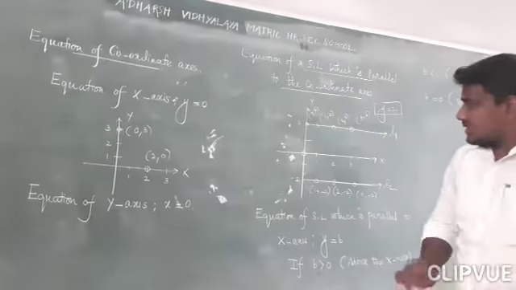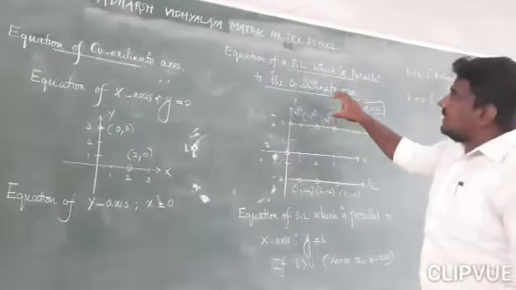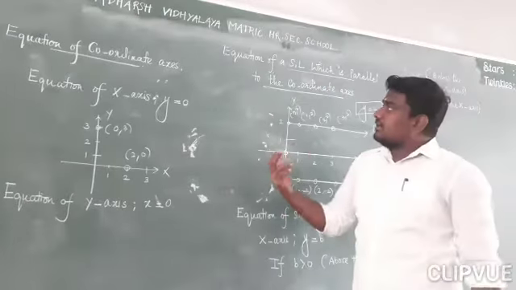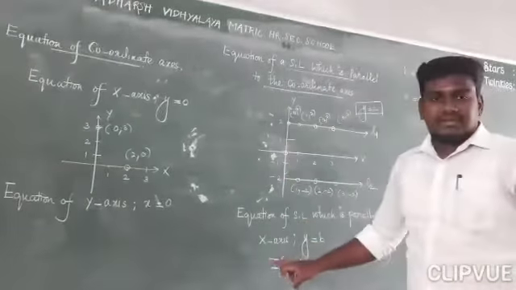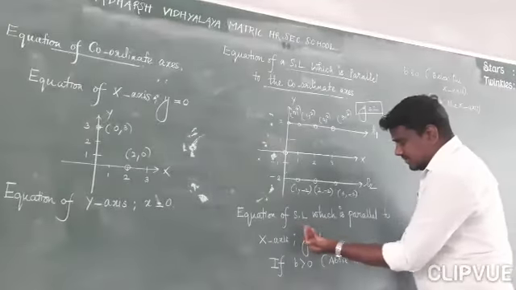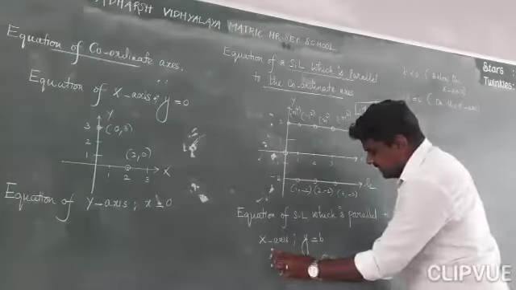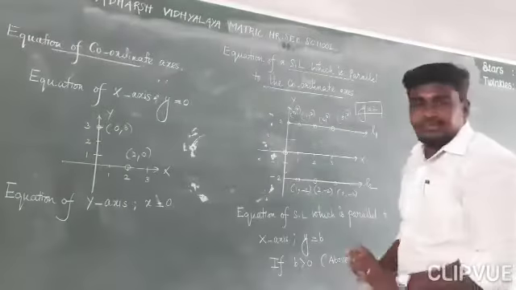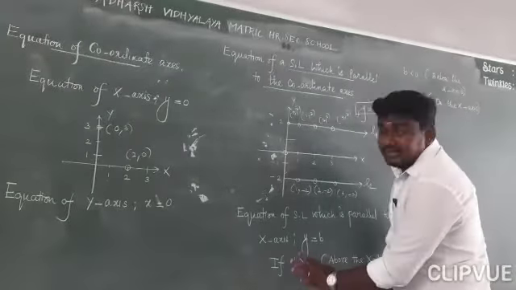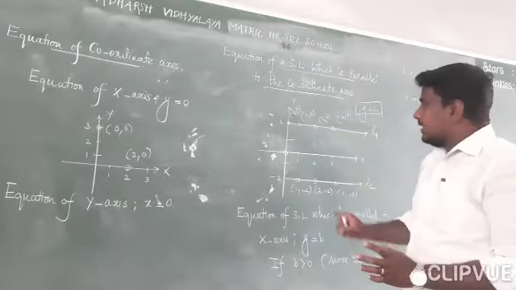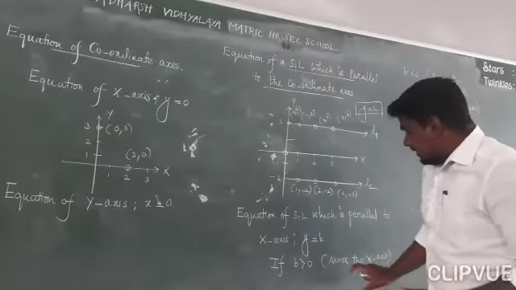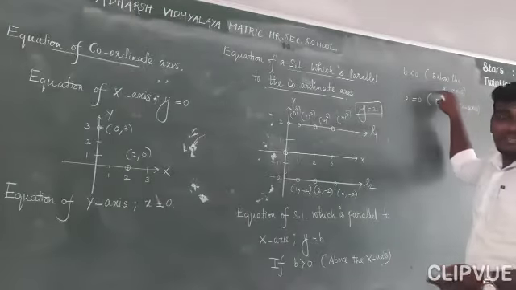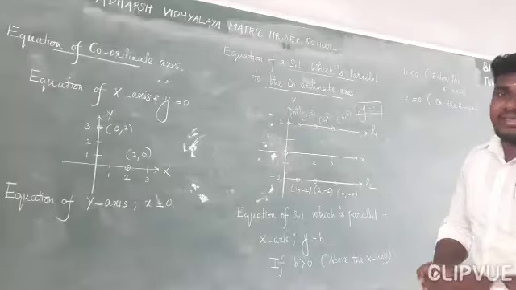I hope you understand this. It is very important. First we discussed the equation of the straight line which is parallel to the x-axis, followed by parallel to the y-axis. Now we have learned the equation of the straight line which is parallel to the x-axis. The formula is y is equal to constant. The constant I took as b. If the b value is greater than 0, meaning positive, the straight line lies above the x-axis. If it is less than 0, below the x-axis. If equal to 0, on the x-axis.